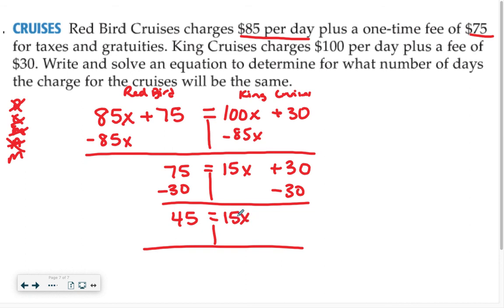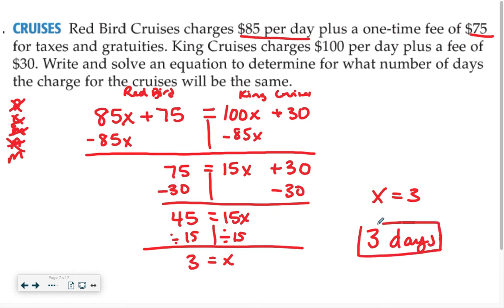So x is being multiplied by 15. So to undo that, I'm going to divide both sides by 15. I have 3 equals x, or x equals 3. So write and solve an equation to determine for what number of days the charge for the cruises will be the same. So 3 days is when the charge will be the same for each of the cruises, okay?